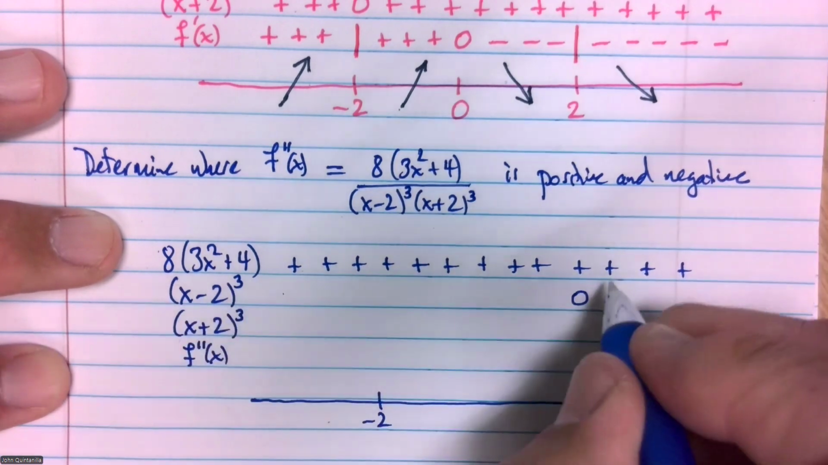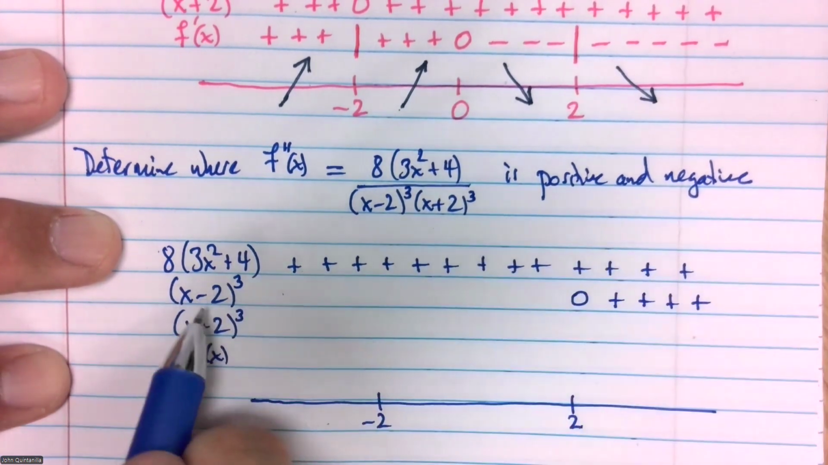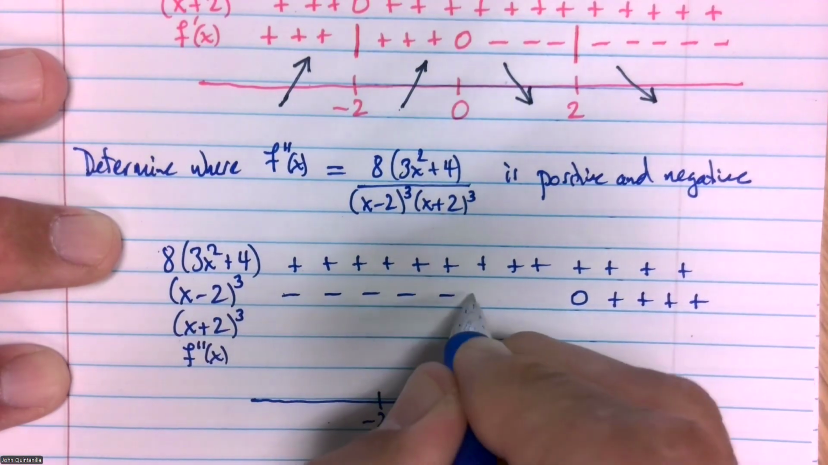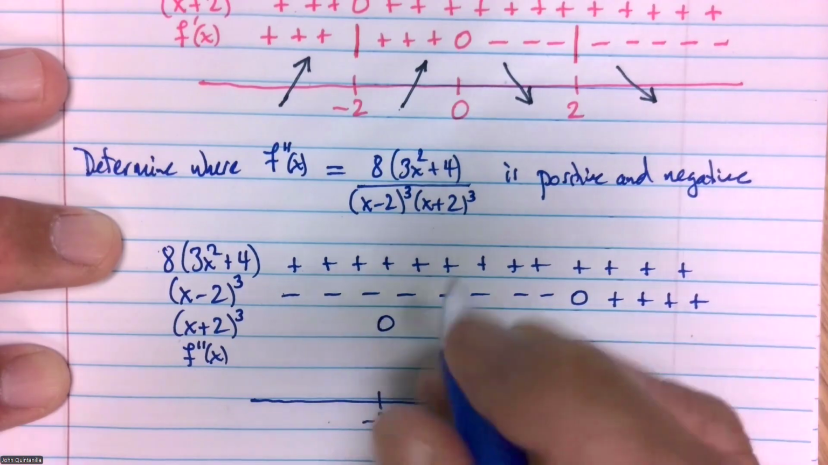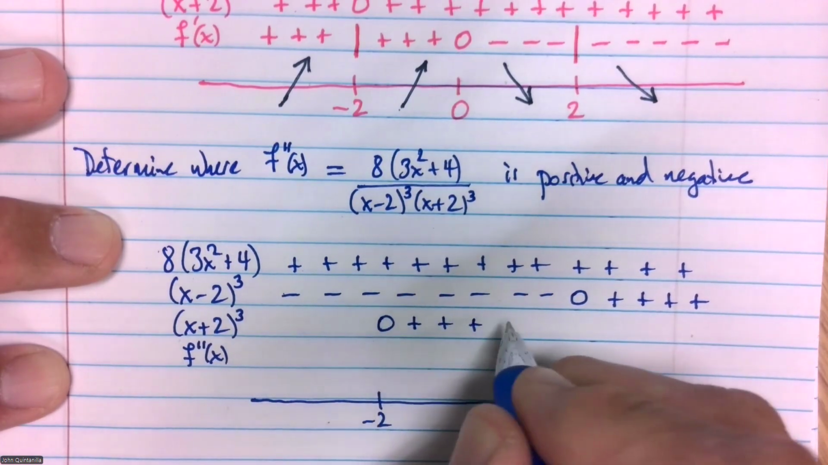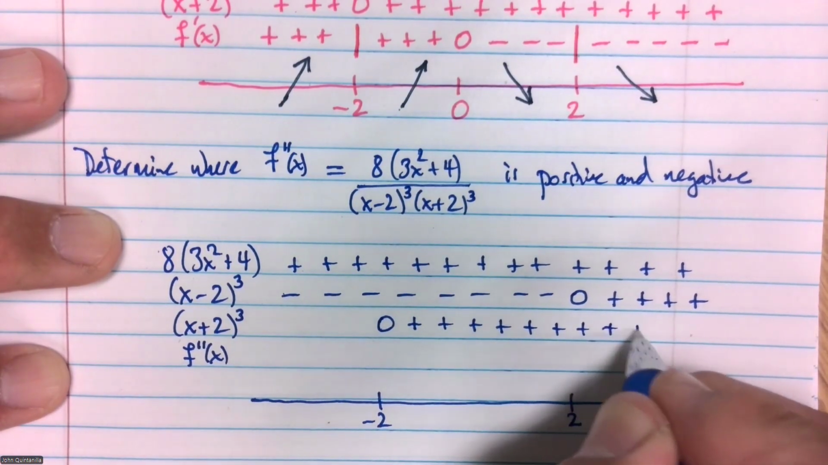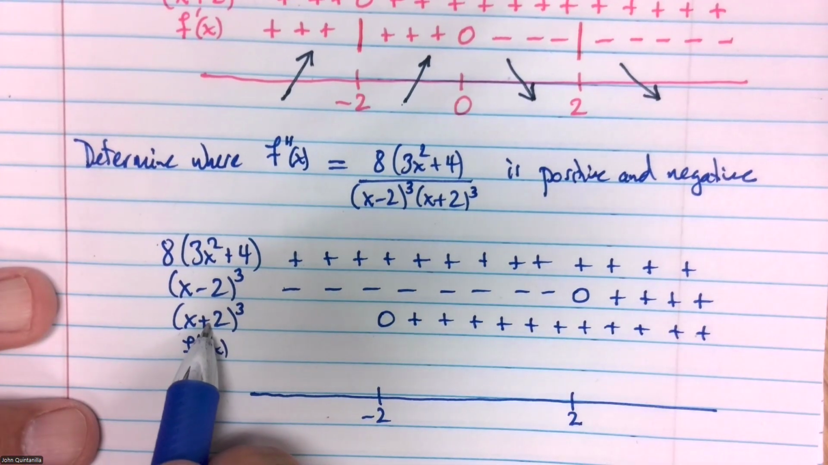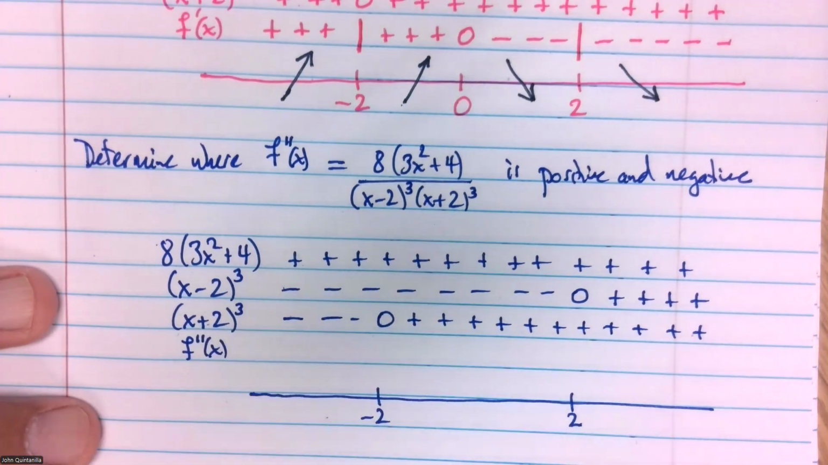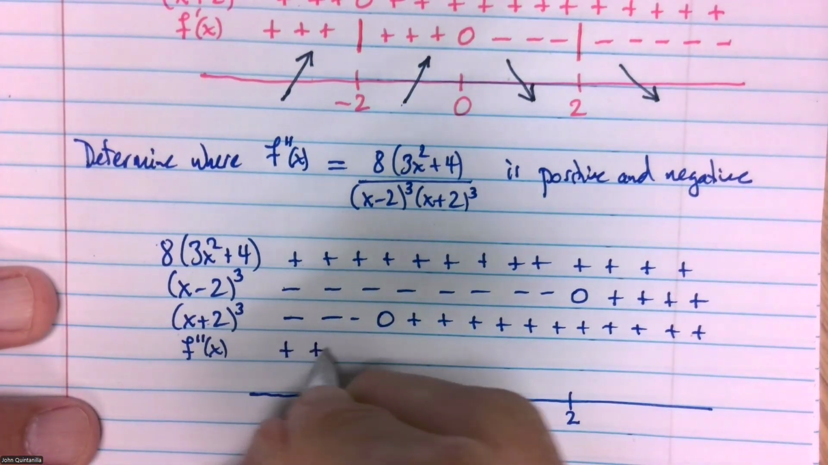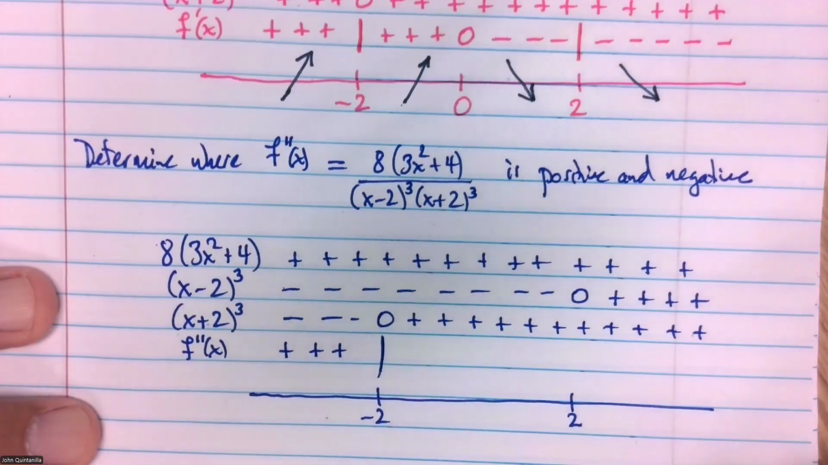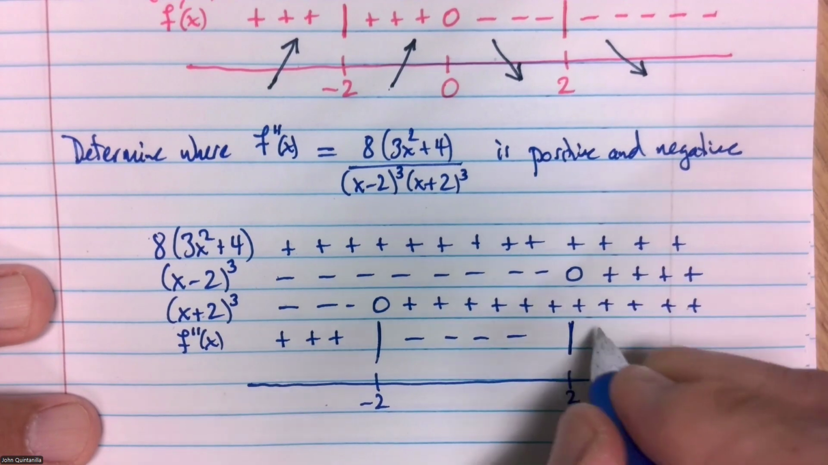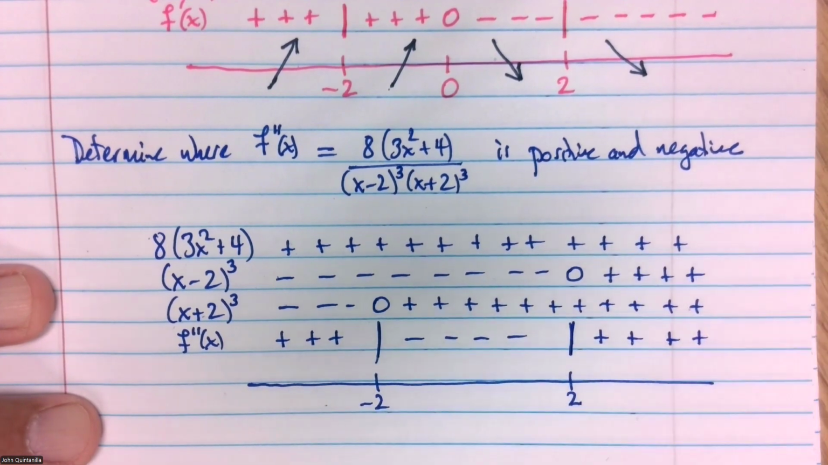If I plug in something bigger than 2, the result is positive. If I plug in something that is less than 2, a negative number cubed is negative. Likewise, at negative 2, if I plug in something that's bigger than negative 2, the result is positive. If I plug in something that is less than negative 2, a negative number cubed is negative. And so the net result is I've got positive here. I've got my vertical asymptote at negative 2.